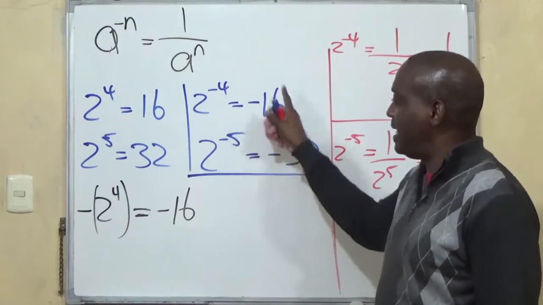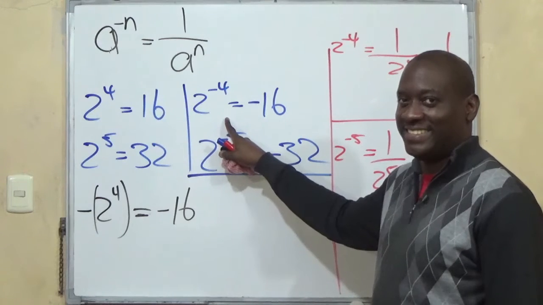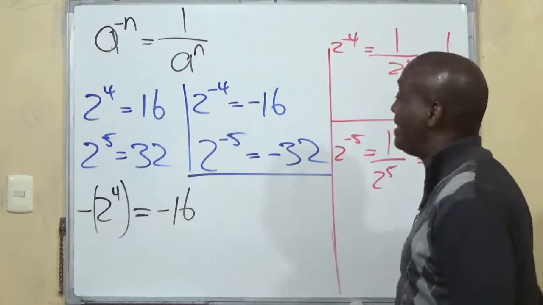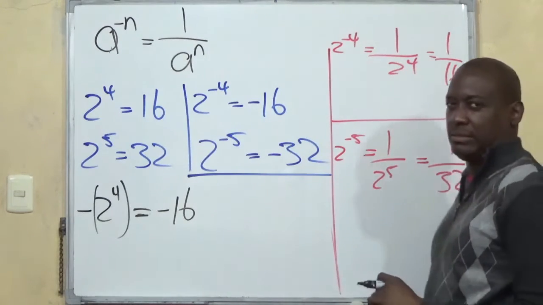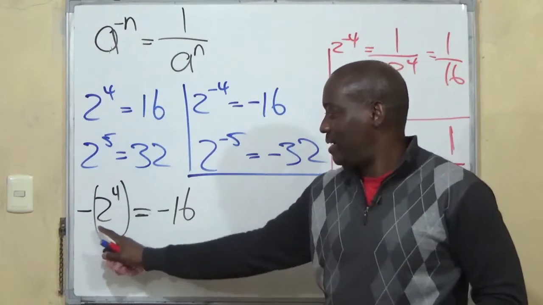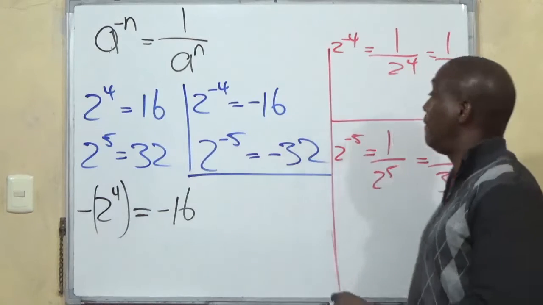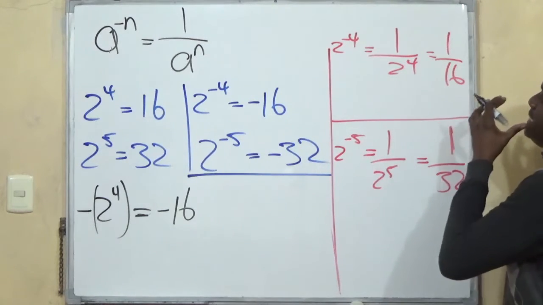This looks right and it feels right, but it's not right. If you're putting a negative sign in front of the power, then that is an instruction to reciprocate, not to negate. Here, we negate 2 to the power of 4. Over here, we reciprocate the 16.